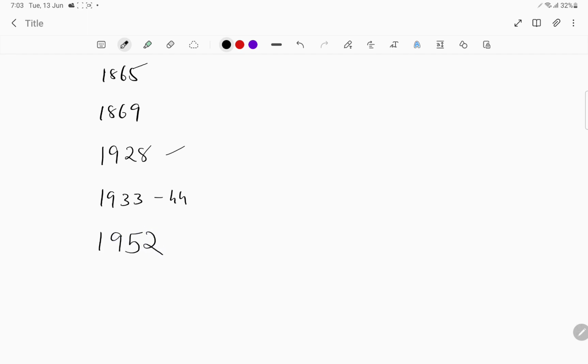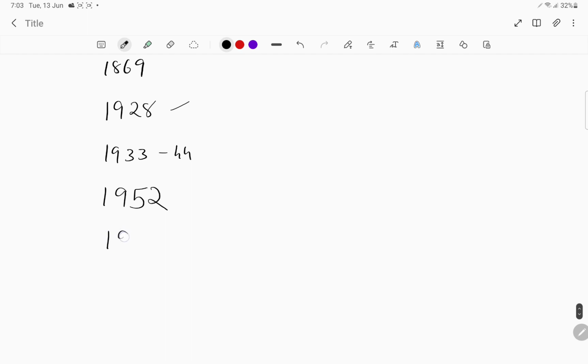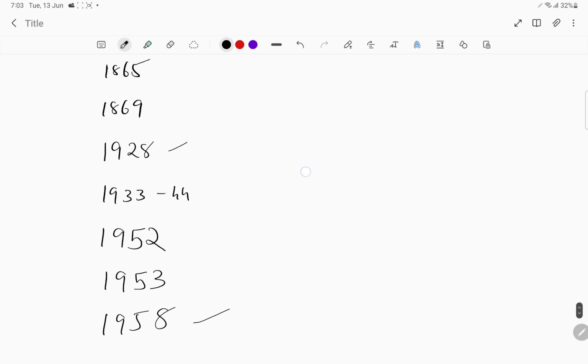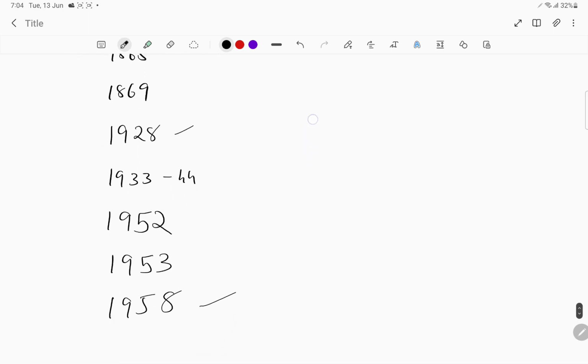And in the year 1952, Hershey and Chase finally gave the proof that DNA is the genetic material. And in the year 1953, the data given by Watson and Crick, the double helical model. In the year 1958, Meselson and Stahl gave the semi-conservative method of DNA replication. So these are the years. If you can remember with years, that would be very easy for you.